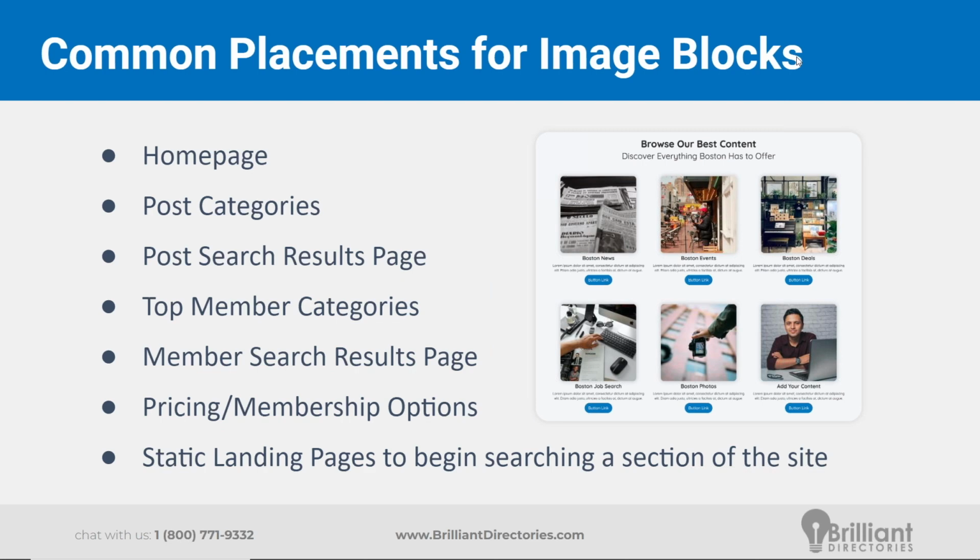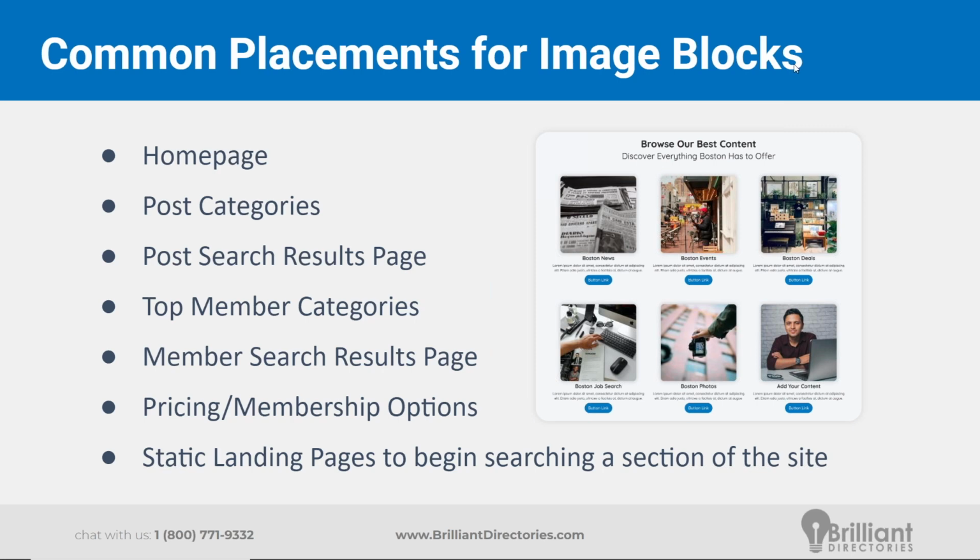So directly on your homepage, you might want to utilize some of these image blocks to really make it clear what your strongest sections of the website are and where you want users to go. You can also use these blocks to link to categories for your various post types, as well as your different member categories. How you utilize these will depend a lot on the type of website you have and the ultimate goal and purpose of your website, your target audience, all that sort of stuff.